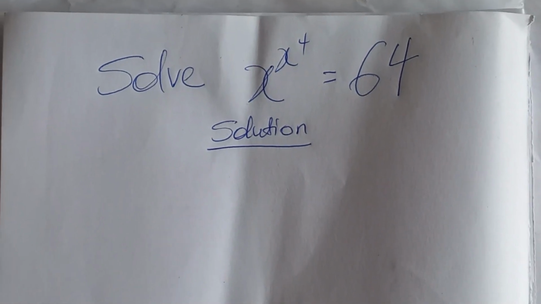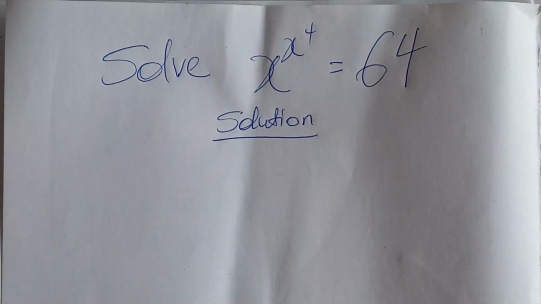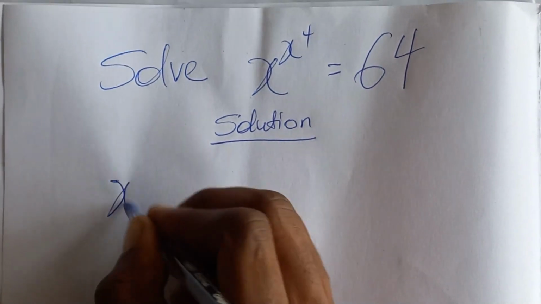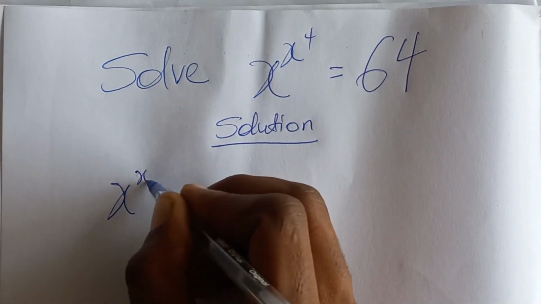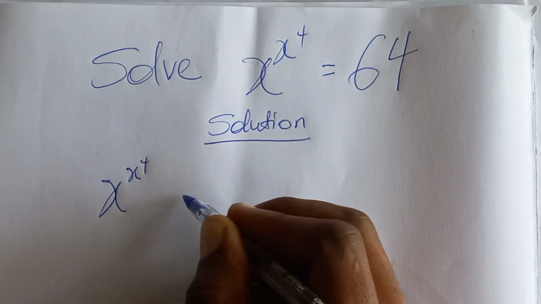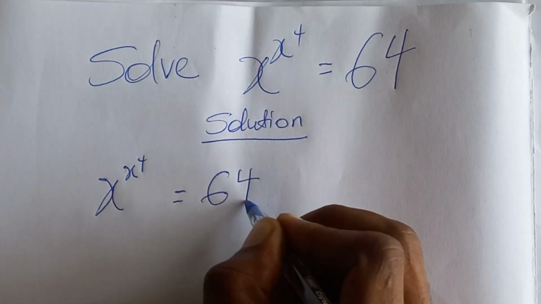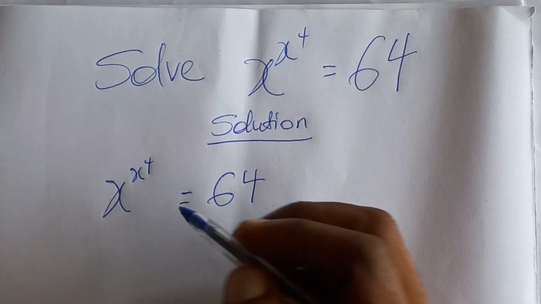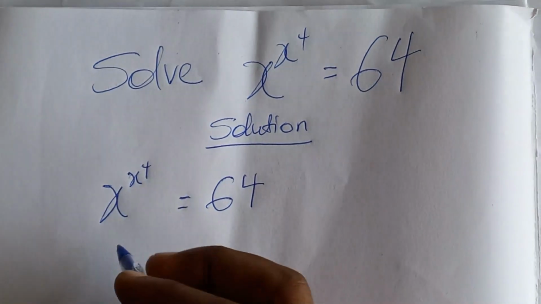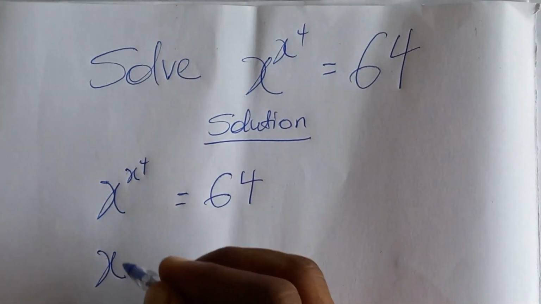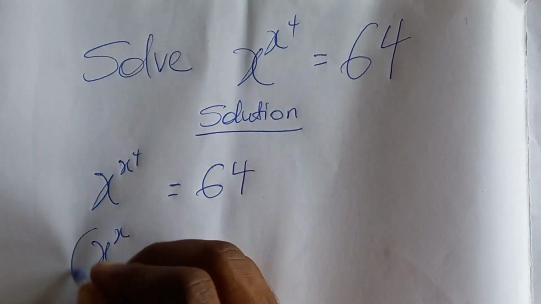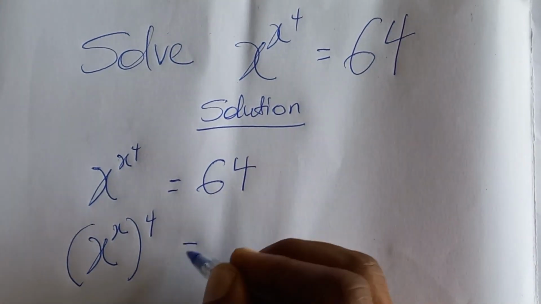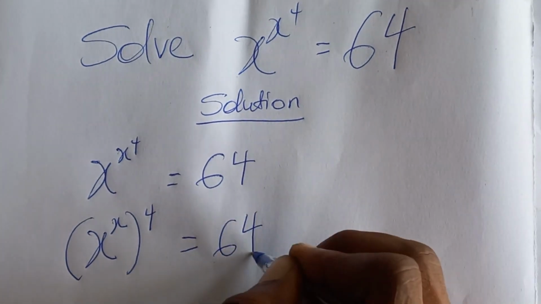Hello guys, so we are solving this problem here. We have x exponent 4 is equal to 64. Okay, so this one we can write as x exponent x bracket 4, which is equal to 64.